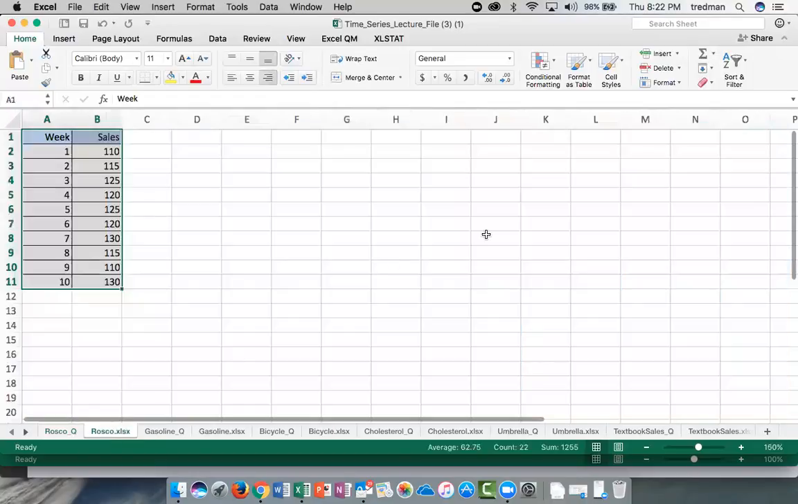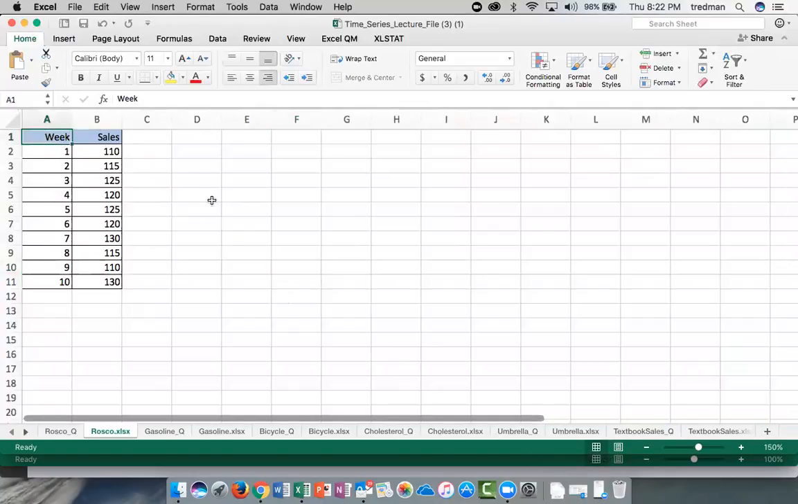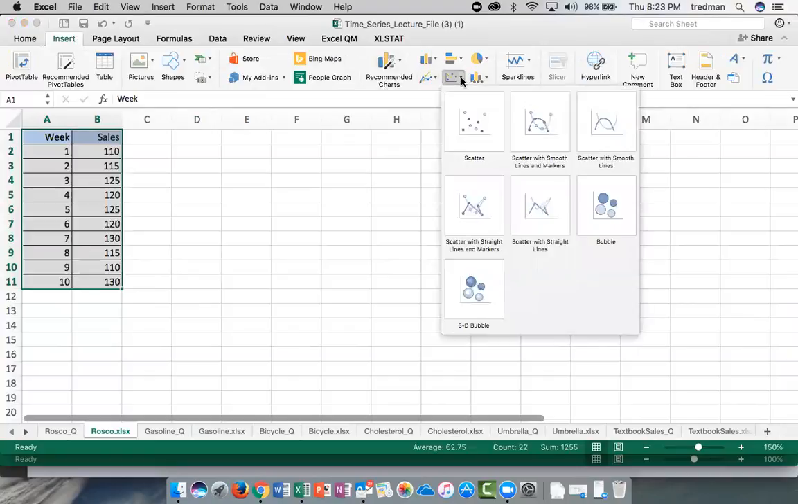So here's the data. Whenever you do a time series or forecasting, it makes sense to go ahead and make a time series plot. A time series plot is just like a scatter plot, except the independent variable will always be the time. Here it's in weeks, and the dependent will be the sales or revenue. So here I'm going to go ahead and make that time series plot. So insert scatter with straight lines and markers.